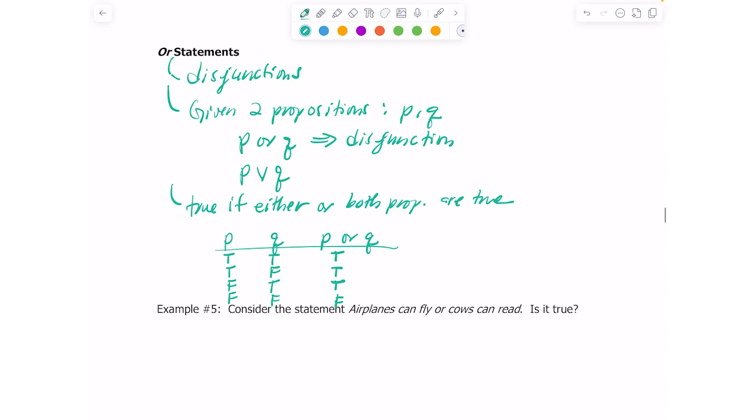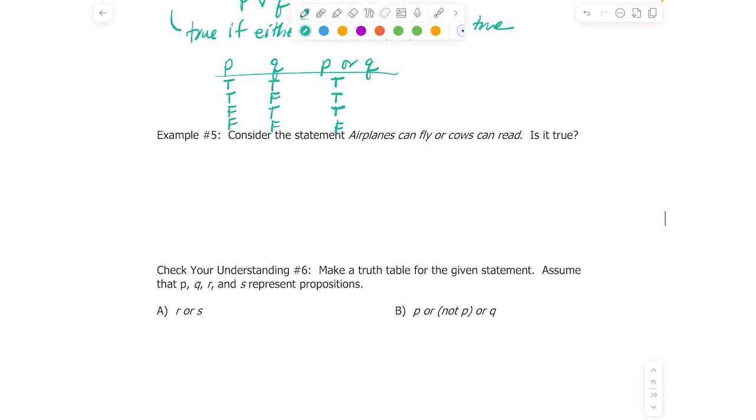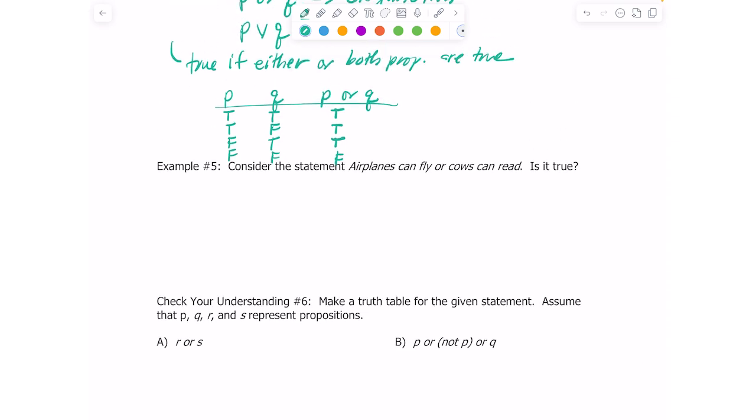Here's an example. We have to figure out whether the statement is true. It says airplanes can fly or cows can read. The first part is P, airplanes can fly, and Q is cows can read. So we've got P or Q. Airplanes can fly, that's true. As far as I know, cows can't read, so that's false. As long as one of them is true, the whole statement is going to be true. So that statement is true because airplanes can fly. It doesn't matter that the other one is false.